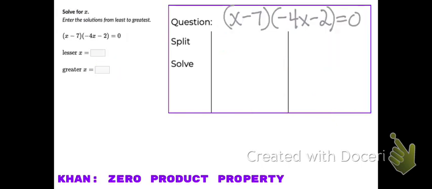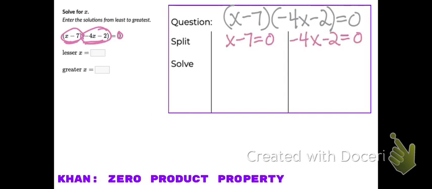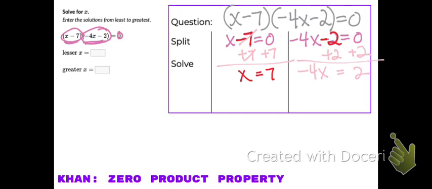Let's try another. So same thing, solve for x, and they're multiplying. This times this equals 0. So either this equals 0 or this equals 0. So I'm going to split that up into two equations. For the one on the left, I'm going to first undo this minus 7 by adding 7 to both sides. And for the one on the right, I'm first going to undo the subtracting 2 by adding 2 to both sides. And then what do I do at this point to move this negative 4?